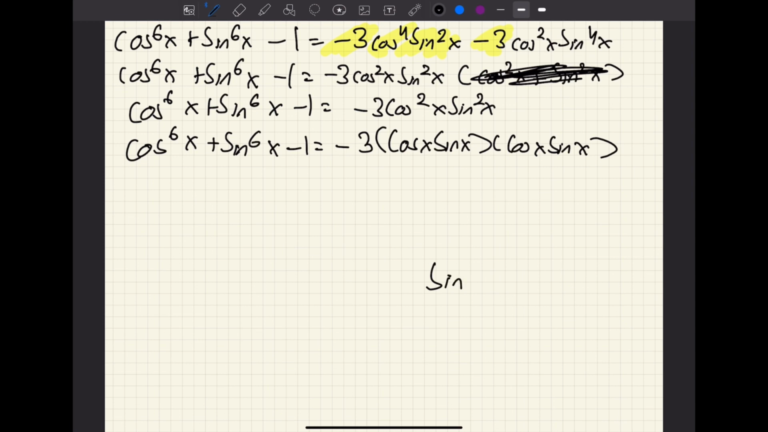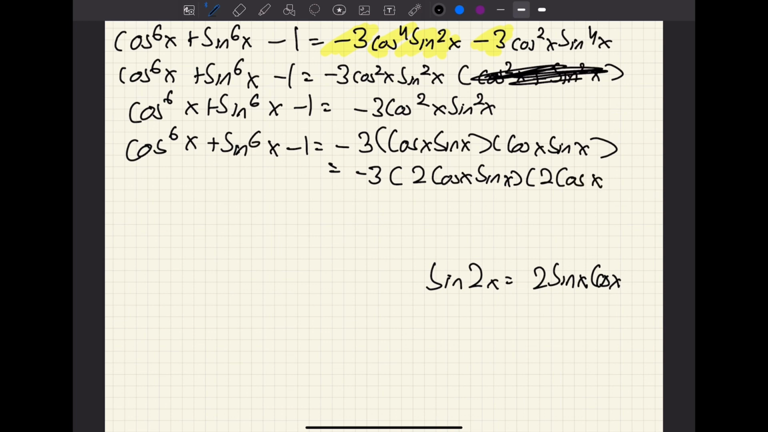Now, remember MF19 said sin 2x is equal to 2 sin x cos x, right? But over here, we're missing the 2. So what we do here is we manipulate this value. We would do minus 3, and we introduce a 2 over here, cos x sin x. Just for 1 second, suspend your disbelief and let me show you. Cos x sin x. Okay.